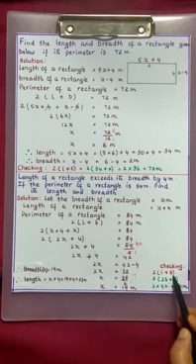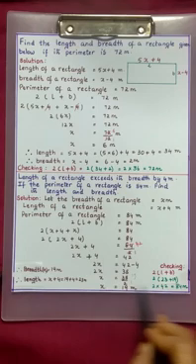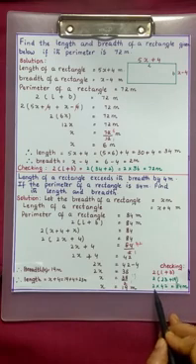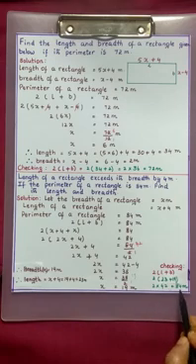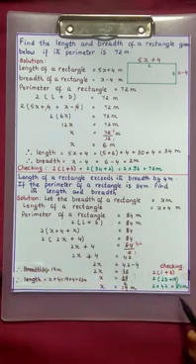Now checking, you see here, by substituting in perimeter formula, 2 into (L plus B). Length is 23 meters, breadth is 19 meters. 23 plus 19, which is 42. 2 forty-twos are 84. This 84 meters is our required perimeter of rectangle. This is the way we can verify our answers.